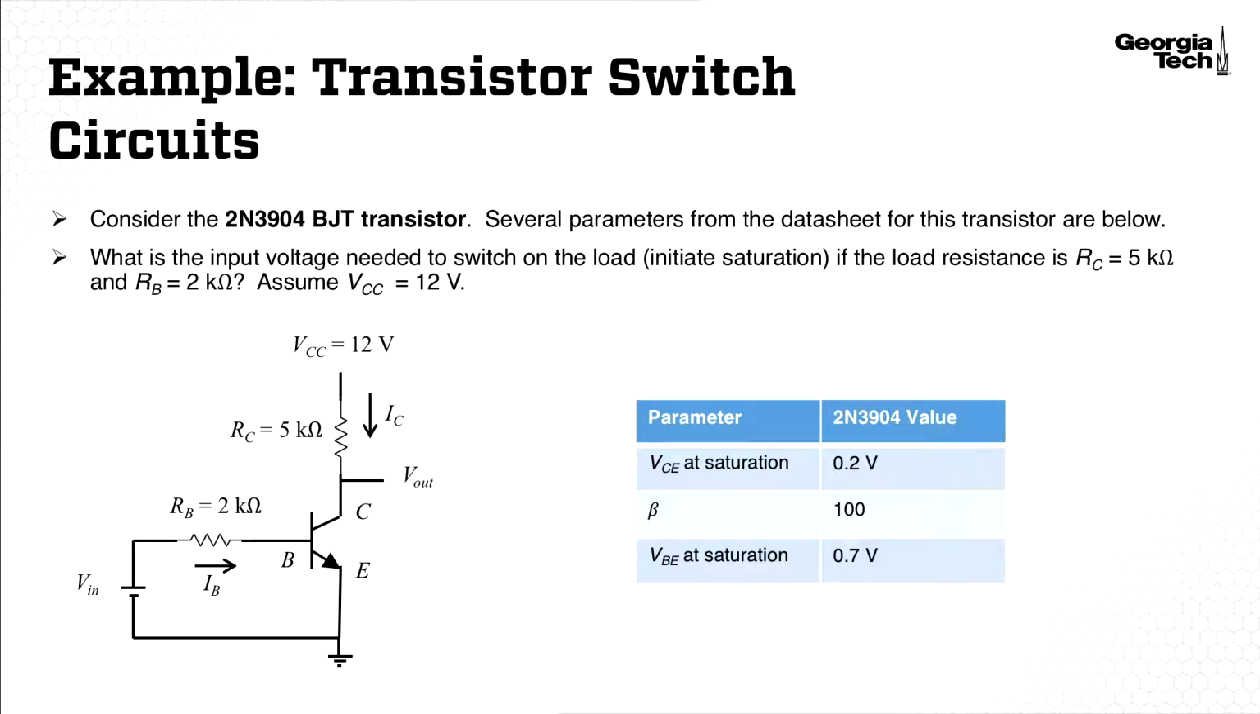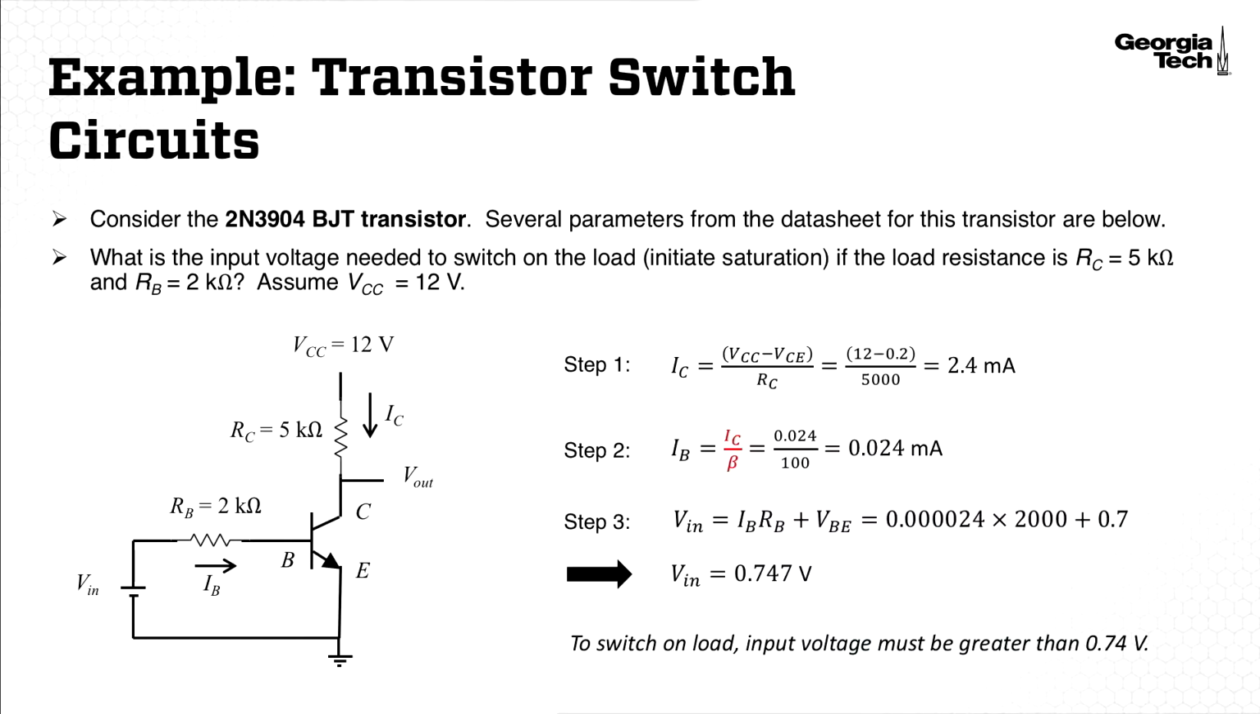Let's look at an example where we actually apply some numbers to this switching circuit. So we'll use this particular make and model of the BJT transistor with the parameter values listed in this table. So our question is, what input voltage Vin do we need to switch on our load and initiate saturation? And we'll pick a load resistance of 5 kiloohms and an RB value of 2 kiloohms. And we'll assume that our supply voltage is 12 volts.